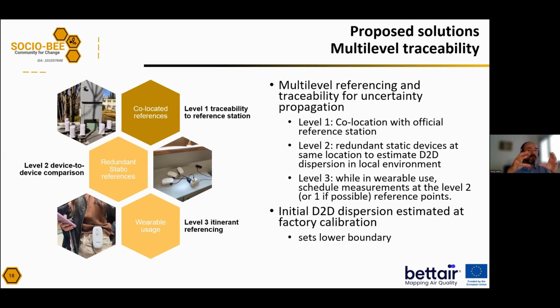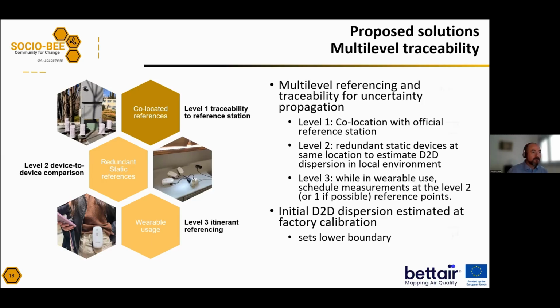So when the citizen scientist is itinerating, moving around, some of these measurements should happen at the level 2 reference point. In this way, we can mix and match, and we can see the discrepancy between the wearable measurements and the reference static measurements. Okay. There is an initial device-to-device dispersion estimated at factory calibration, and that sets a lower boundary. We know that at least the device-to-device dispersion is the one we set at factory, and from that we expect an increase in field conditions.